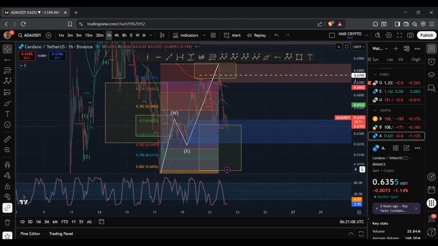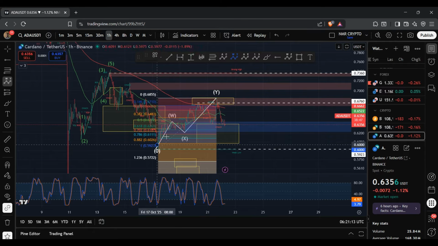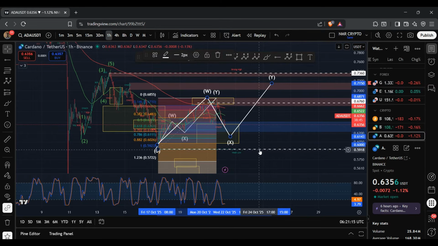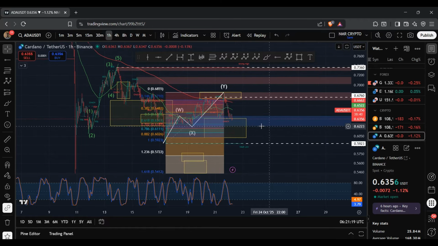And so at any given moment, we could see that reversal to the upside, where what could be forming then is a bigger WXY structure to the upside, or we could go slightly deeper within this range, or worst case scenario, we could actually get rejected within this range and see that deeper move to the downside where we breach below the local low at 59.22 cents.